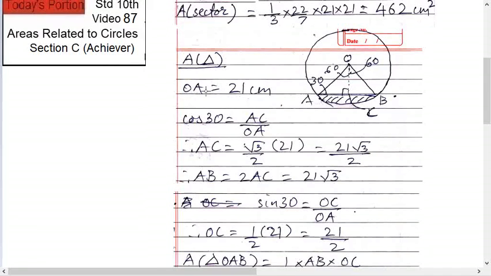So OA equals 21 now. Cos 30 equals AC upon OA. You can also solve using 60; I have done this using 30. So cos 30 equals AC upon OA, therefore AC equals OA into cos 30. But cos 30 is root 3 by 2 and OA is 21, we know. So it becomes 21 root 3 upon 2. Therefore what is AB now? See here, AC you got it. AB is twice AC, so 2 into AC.